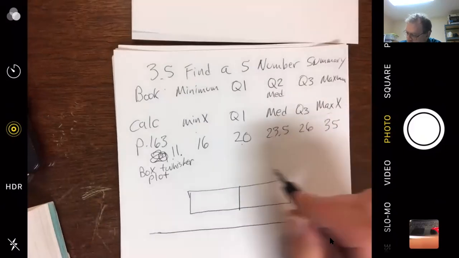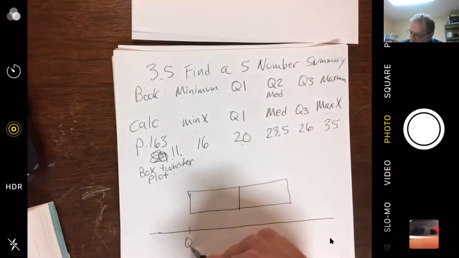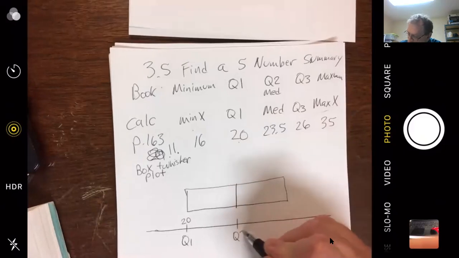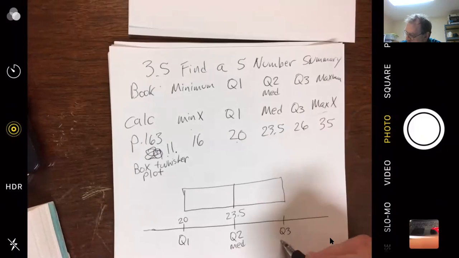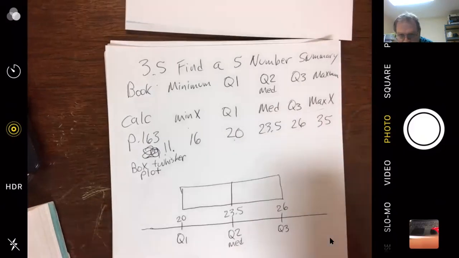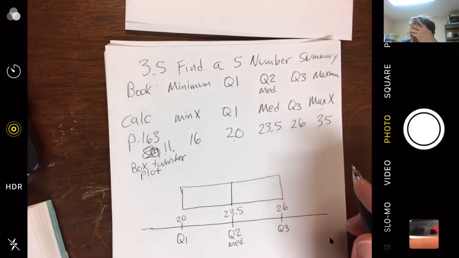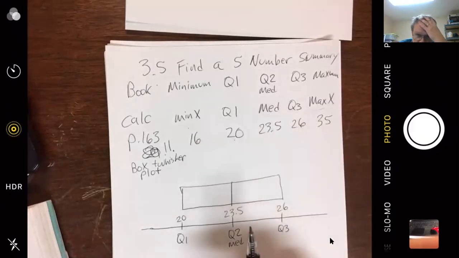All right, everybody know how to translate these numbers down onto it? Left side of the box is Q1, 20. Middle of the box is Q2, which is the median, 23.5. Right side of the box is Q3, 26. That's what I was talking about on the last video, doing it inside out. Okay, so that's the easy stuff off your 5-number summary.